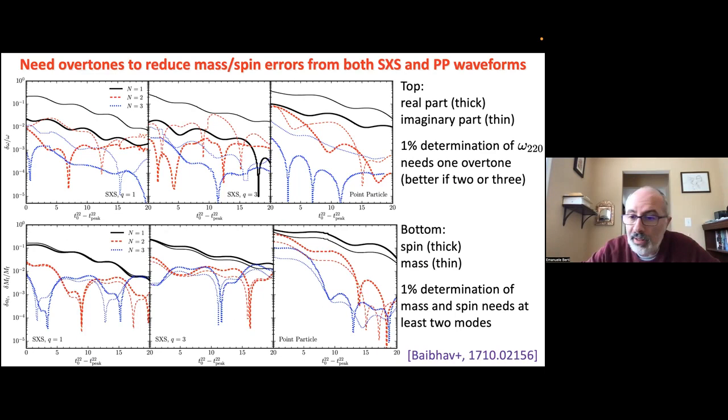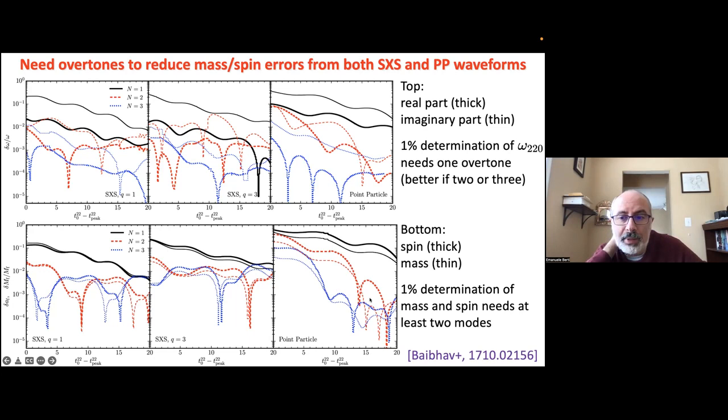First of all, I do believe that you need to include overtones in gravitational wave data analysis. This is extremely important. In fact, we pointed out in a paper with Vishal Baibhav back in 2017 that if you do not include multiple overtones, then you cannot get a good determination of even the fundamental mode with l equal m equal 2. And that translates into large errors on the mass and the spin that you estimate.